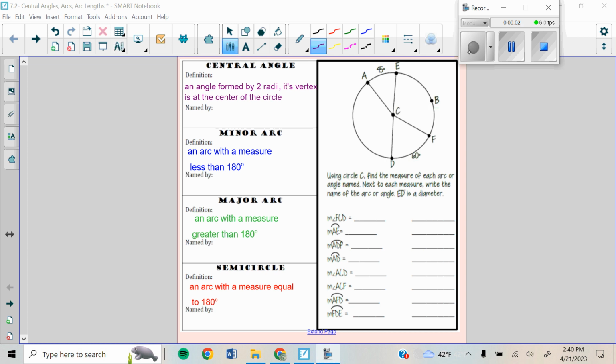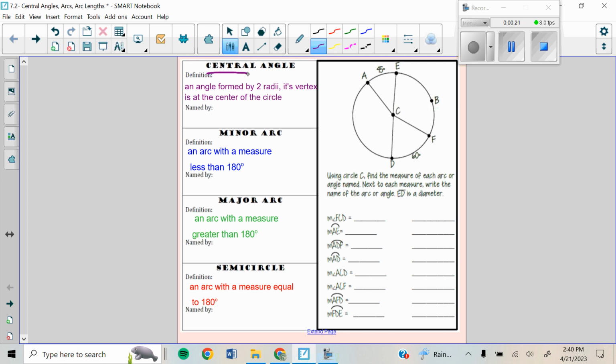All right, 7.2 today, we are going to talk about central angles, arcs, and arc lengths. So we're going to add some more information about circles today. A central angle is an angle formed by two radii, and its vertex is at the center of the circle, which makes sense because it's called a central angle.